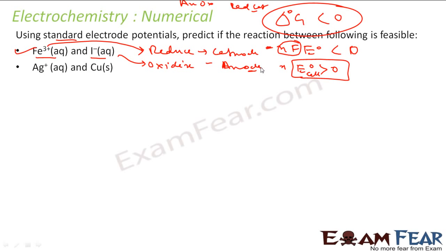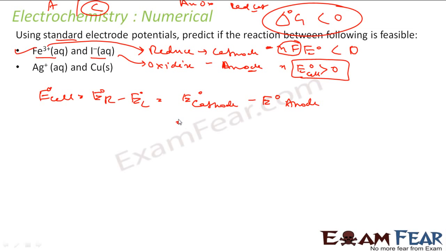Correct? So E of cell is nothing but, you know that, E of right minus E of left, and we're finding E0 actually. What is E of right? In this we have seen that we have anode in this side and cathode in this side, AC. So that is nothing but E0 of cathode minus E0 of anode.